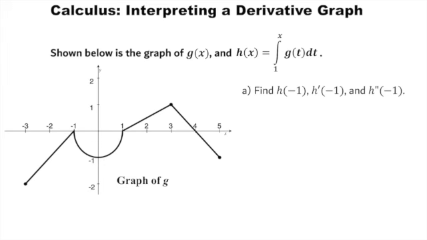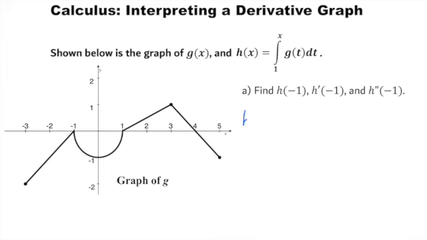And that is, we're shown that this is the graph of g, and then we're told that some other function, in this case h of x, is the definite integral from 1 to x of that function g. So the connection here is remembering your second fundamental theorem of calculus, or some textbooks call it the first fundamental, is that h is the definite integral of g.